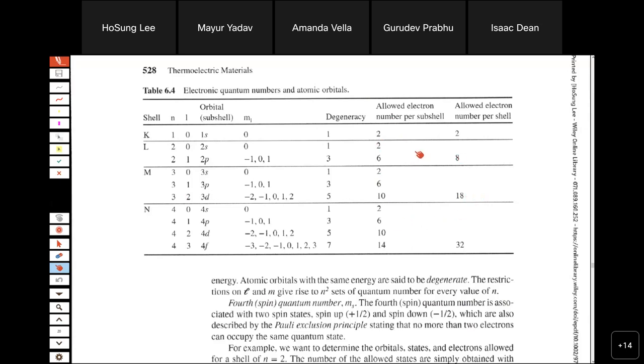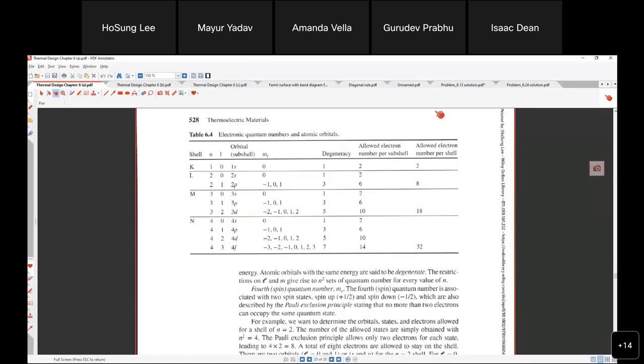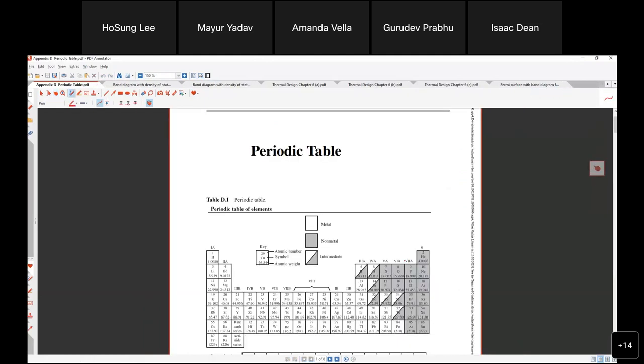When it reaches the maximum of a quantum number, it's very stable. That's why, for quantum number one, helium is a noble gas, as we call it. For quantum number two, eight, I think we have a periodic table.